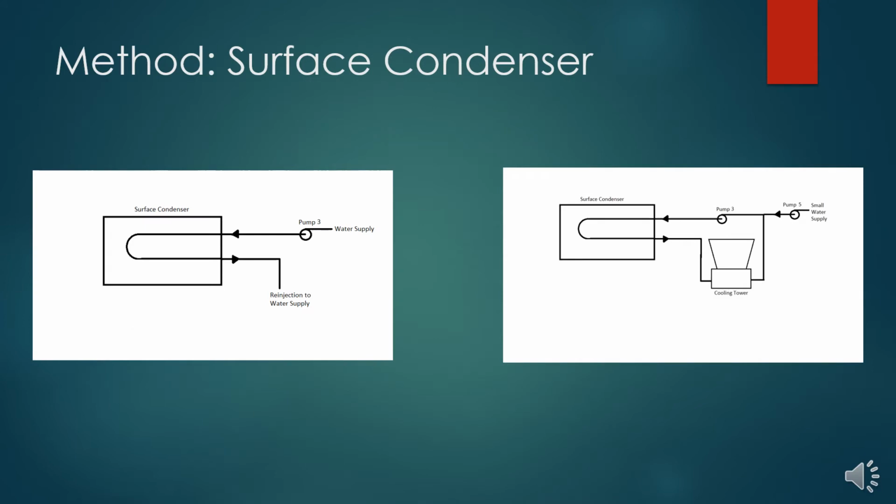For the surface condenser, the mass flow rate of cooling water was calculated, as well as the number of tubes required. The size of the water supply was also varied. One of the design options also contains a cooling tower.